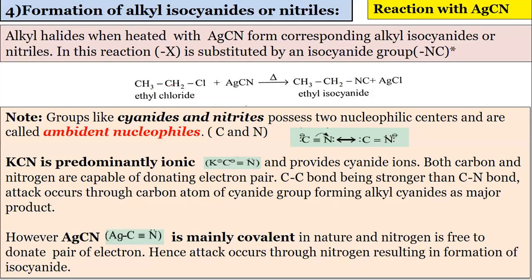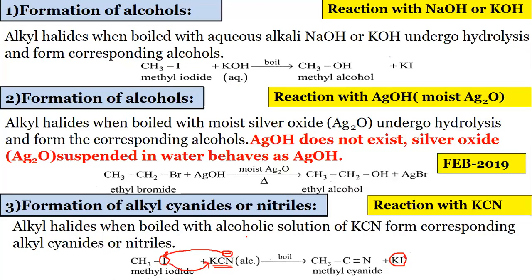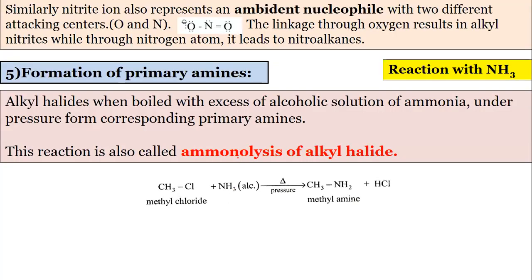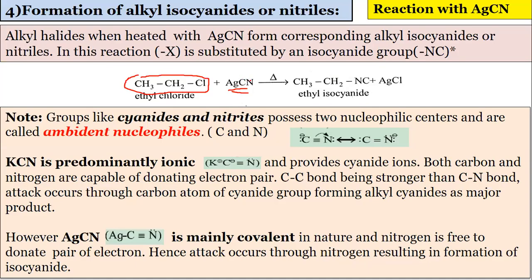First, I will explain the formation of isocyanides or nitriles. When the same alkyl halide, CH3Cl, or any ethyl chloride or ethyl bromide, any alkyl halide is treated with AgCN. In the previous reaction we are adding KCN. In this reaction we are adding AgCN. So what is the difference here? Alcohol is used as a solvent here.